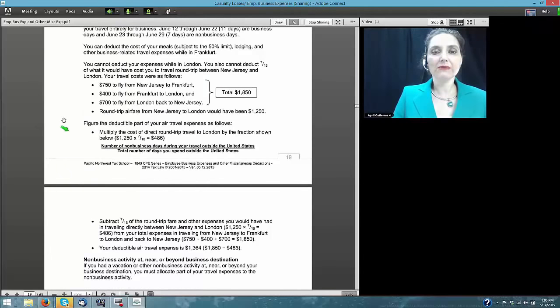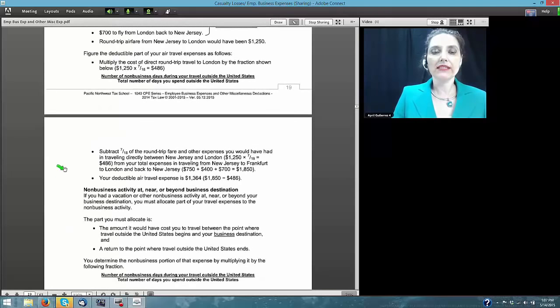You figure the deductible part of your air travel expense as follows. You multiply the cost of the direct round travel to London by the fraction shown below. 1,250 times 7/18 equals 486. And you again get that by taking the number of non-business days during travel outside of the United States, and you divide that by the total number of days outside of the United States.